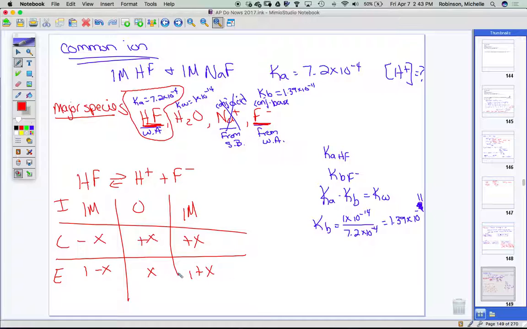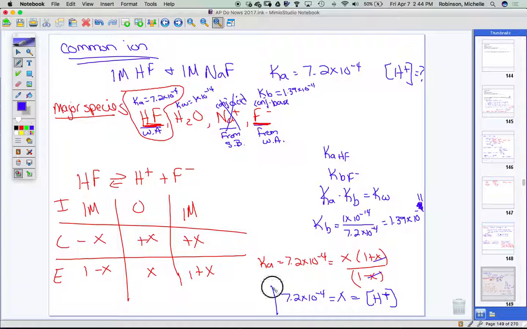Right, there's our ice table. And then we have Ka, which is 7.2 times 10 to the negative fourth, equal to x times 1 plus x over 1 minus x. And what are we going to assume about those plus and minus x's? They're negligible, so that's 1 divided by 1. So x is going to equal 7.2 times 10 to the negative fourth, which is the H plus concentration, which is what they asked us to find.